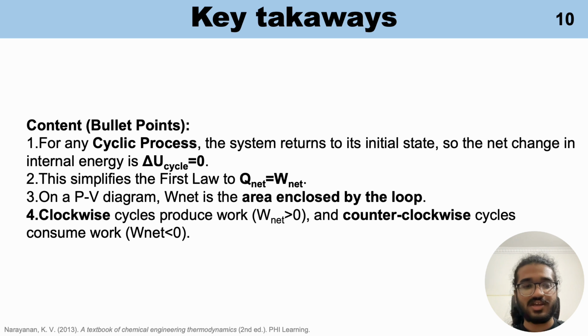On a PV diagram, the net work done is the area enclosed by the loop. Clockwise cycles produce work. So basically the area inside the loop and the direction of the loop tells you if it is an engine or a refrigerator, which is an application of this cyclic process.